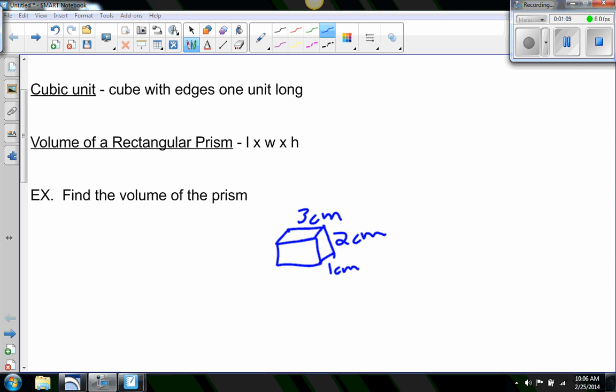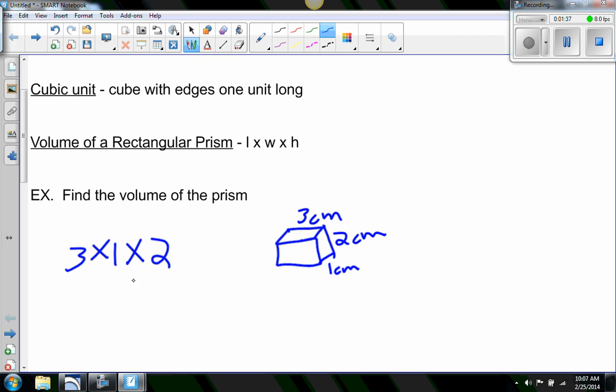Let's say that this is our rectangular prism here. The height would be 2, the length would be 3, and then the depth or the width would be 1. So all you gotta do is plug it in. It's just 3 times 1 times 2. Does it really matter which order you put it in? No, because you're just going to multiply all 3 numbers together anyway.